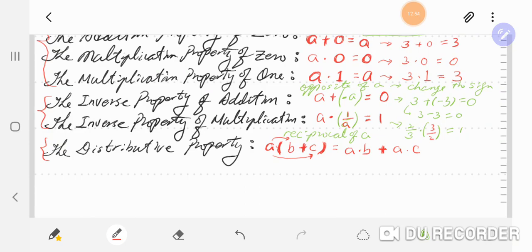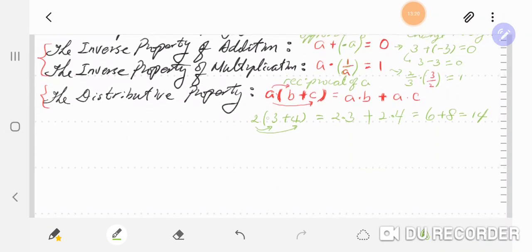So for example, here is 2 times the quantity 3 plus 4. Then what we do is 2 times 3 plus 2 times 4. And then simplify. 2 times 3 is 6. 2 times 4 is 8. So the sum is 14.